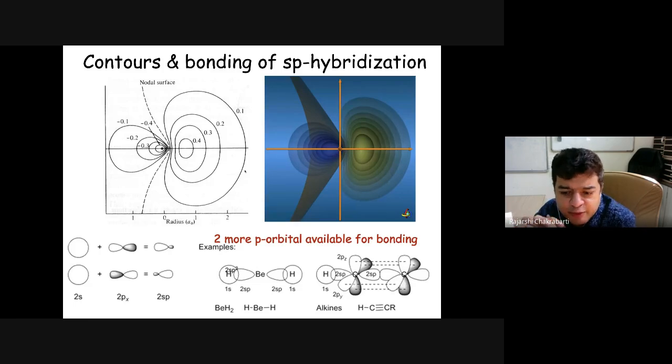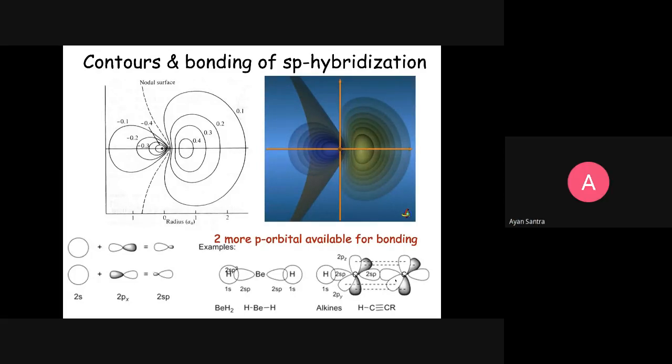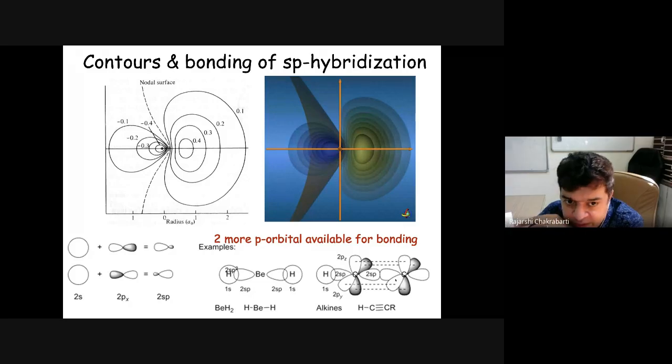And there are other examples also, like beryllium hydride. If you have a triple bond, it should be alkynes, no? Then you should have this kind of sp hybrid orbital, isn't it? Carbon. So if you have acetylene, what will be the hybridization on carbon? sp hybridization. Yes, so you know all this.